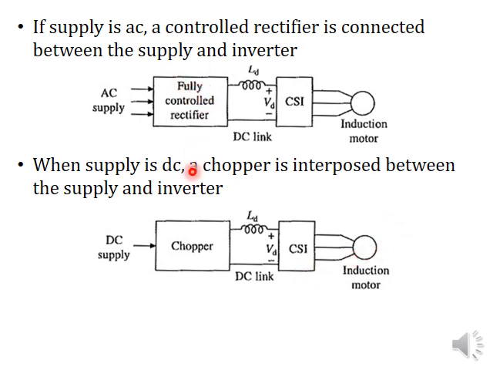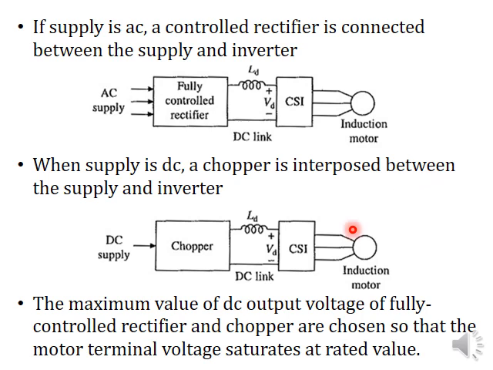Now, for both the fully controlled rectifier as well as the chopper, the control should be such that the maximum possible DC output voltage of the chopper as well as the control rectifier should be chosen such that the motor terminal voltage saturates at the rated value. That means the maximum possible value of the full converter and the chopper should be selected such that the maximum value of motor terminal voltage should be equal to its rated voltage. A voltage greater than the rated voltage of the motor should not be injected to the induction motor. This case we had already discussed in the previous lecture.